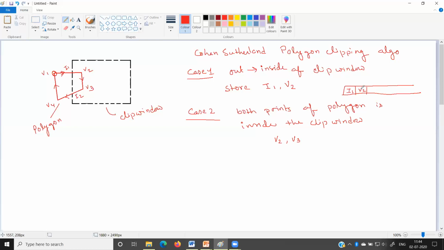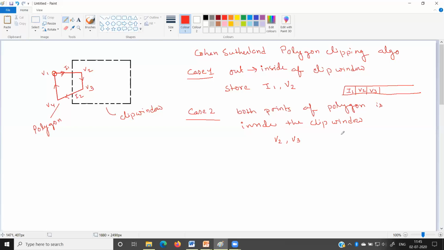V2 is already there, because as we are traversing in order, V2 is already stored. So you don't need to store V2 once again. So the logic is you have to store only the next point V3.